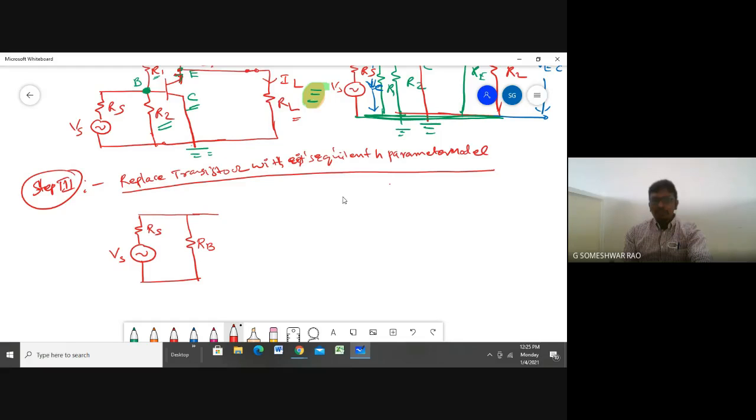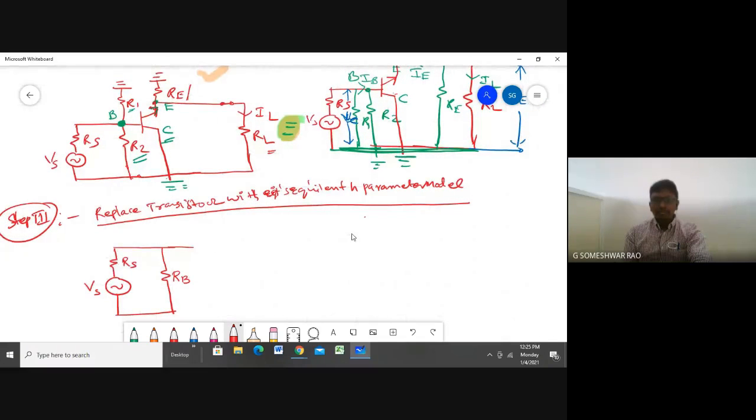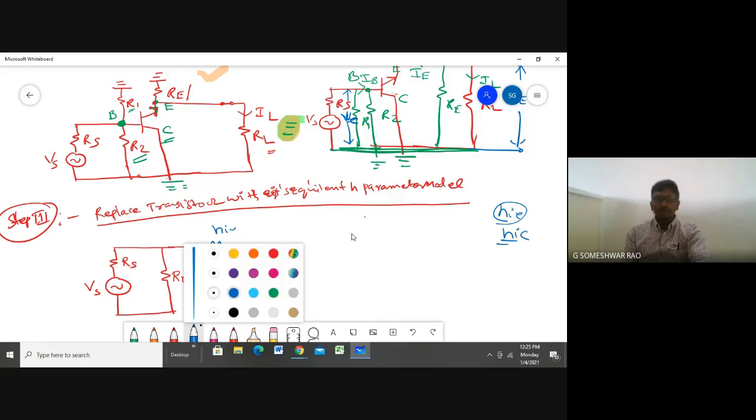Now observe here. This is the base terminal. Let me change the color to identify that we are drawing the H parameter equivalent model. Earlier it was HIE. Now what should I say for this one? HIC. Very good. HIC we are supposed to say because the configuration has changed. So I write here HIC. What is the current flowing into the base? Can I say the same IB? Yes, of course. And we also have HR.